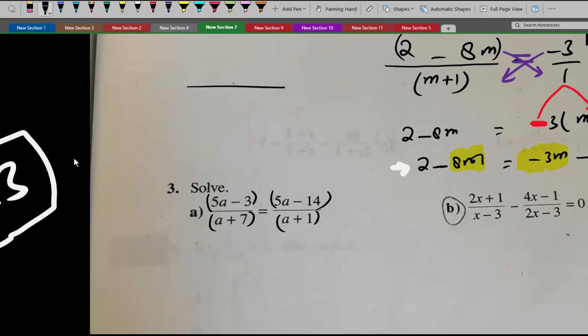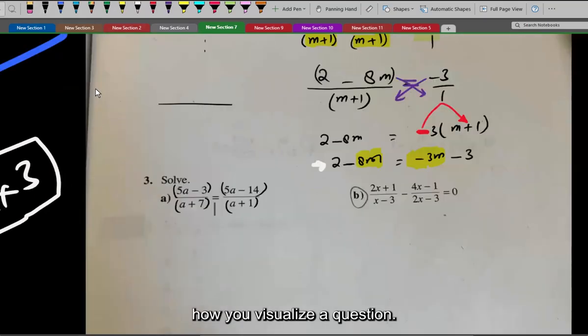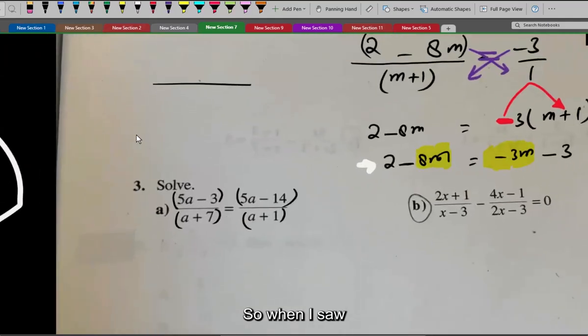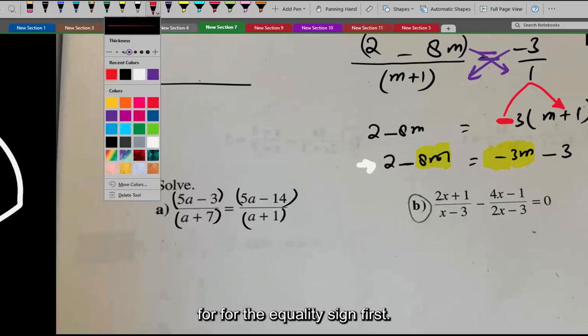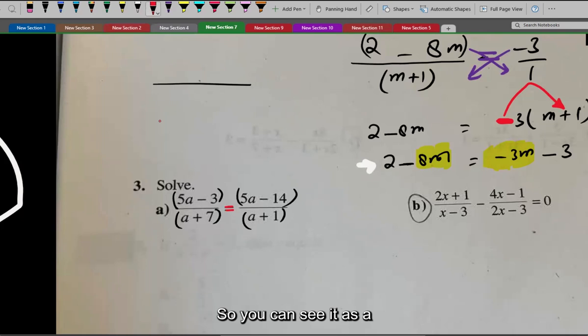So Teja, mathematics is how you visualize a question. When I saw this question, I just looked for the equality sign first. You can see it as a over b equal to c over d, and there is an equality sign. So you just cross multiply it, right? Yeah.